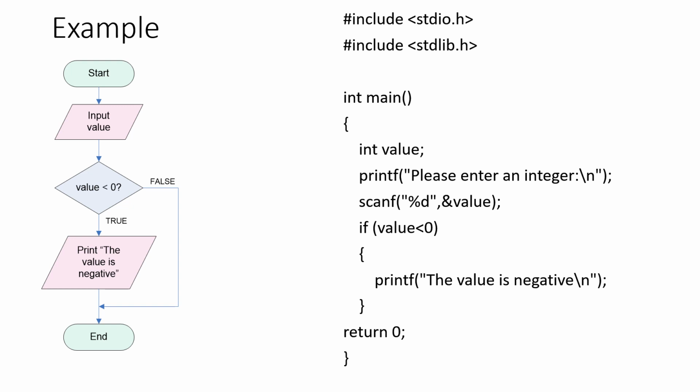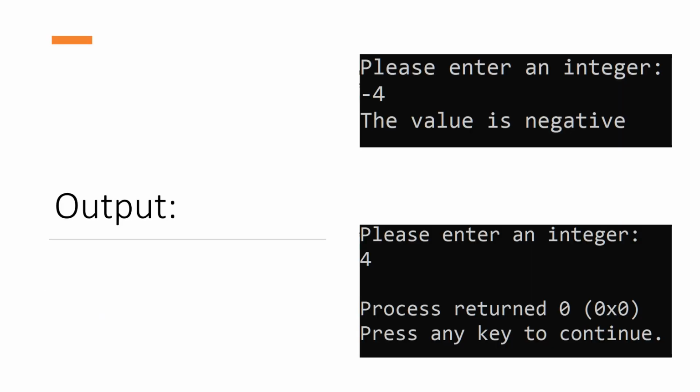Okay, so what's the output? Let's see the output. So this is the output. If a user enters a negative number, we print out the value is negative. If the user enters any number other than a negative number, the program will not do anything and just end.